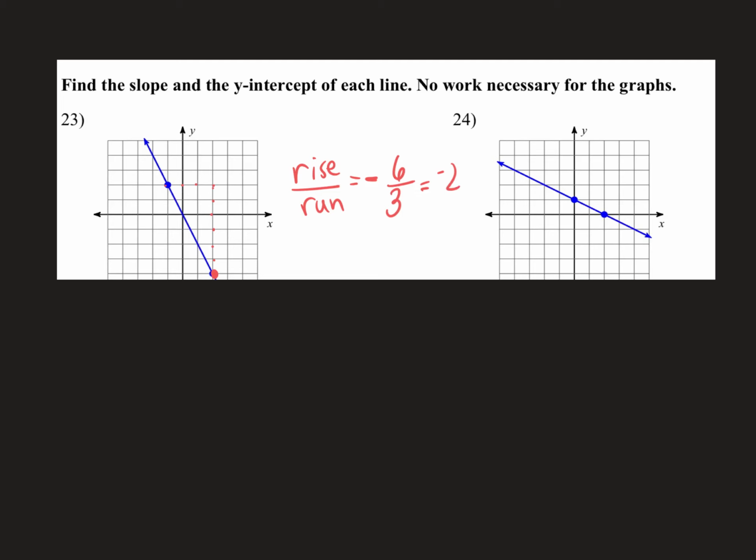Now I could have gone up 2, left 1, up 2, left 1, up 2, left 1, and I could have seen that the slope was that to start with, but that's okay. The slope for this one, number 24, rise over run. So I'm going to start at my lowest point. I'm going to rise 1 and run 2 to the left. So that makes it a negative slope. So -1/2. And you do not need to make that 0.5.